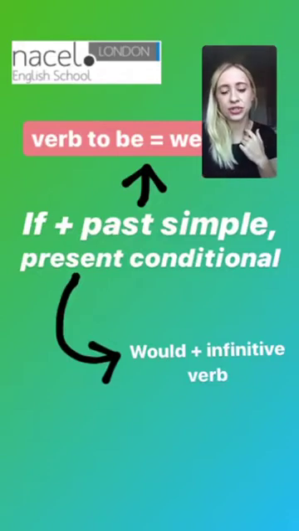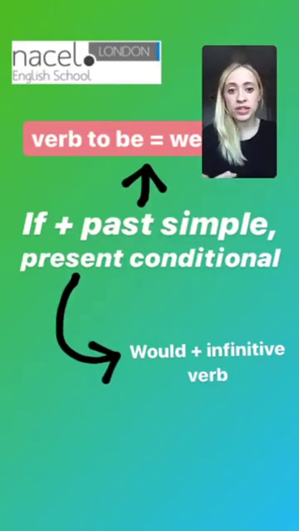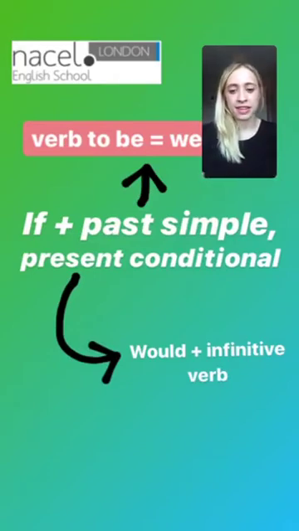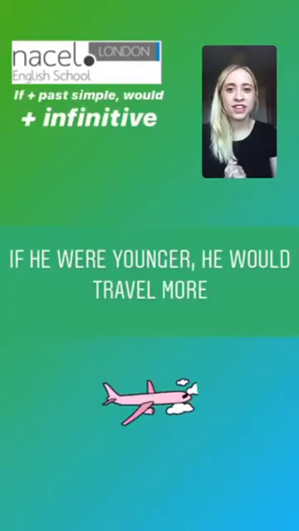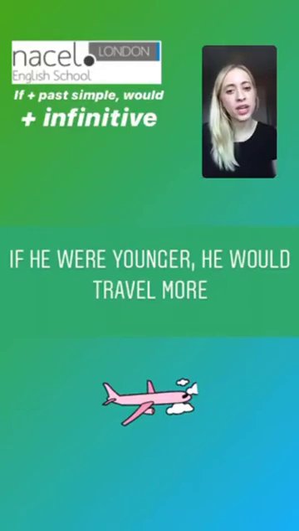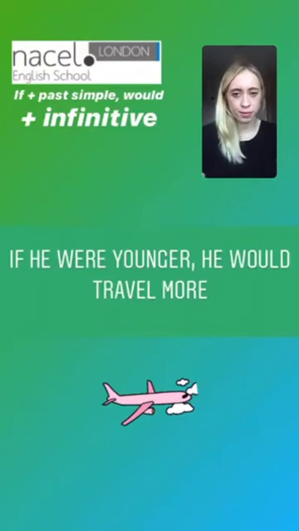And for your present conditional, I've broken it down. We're using would plus the infinitive verb. Would plus the infinitive verb. Don't worry, I have some more examples for you. So the next example we have is if he were younger. Notice verb to be, past tense, were. If he were younger, he would travel more.